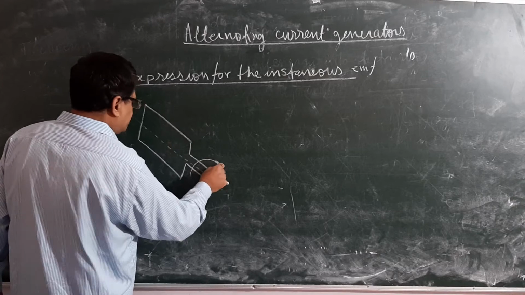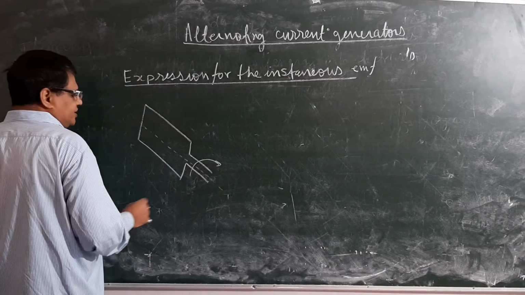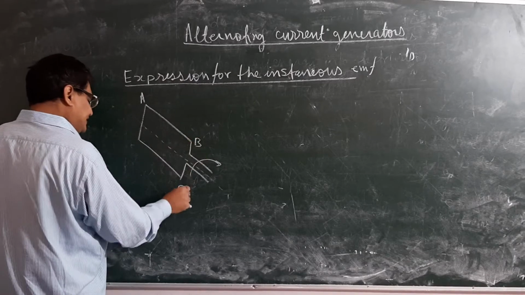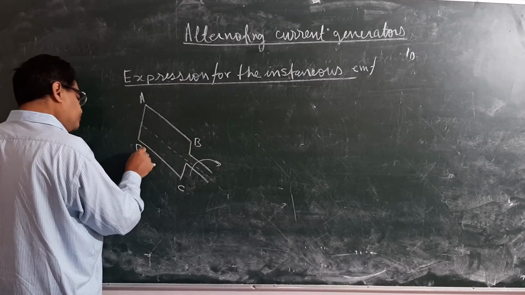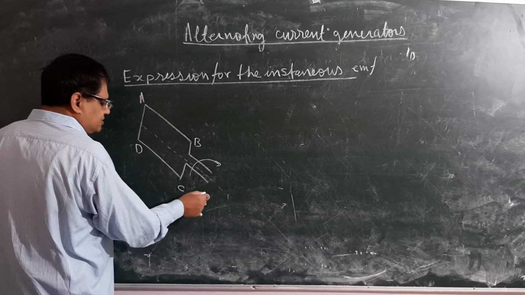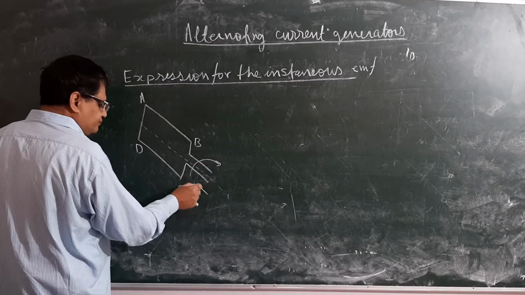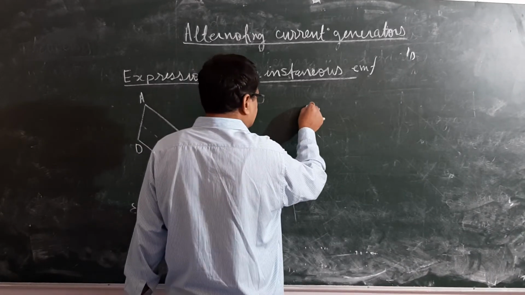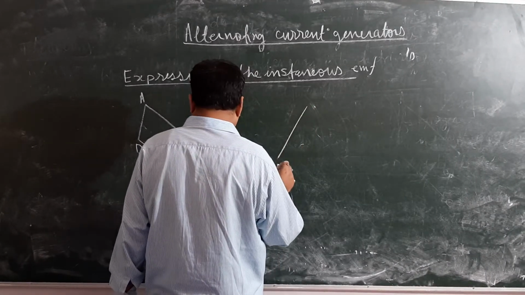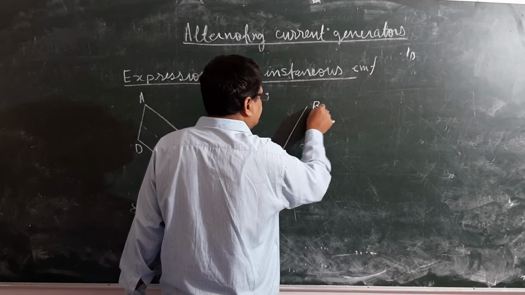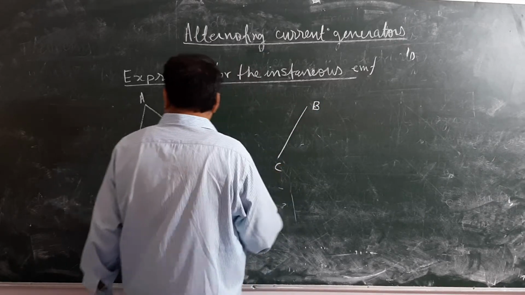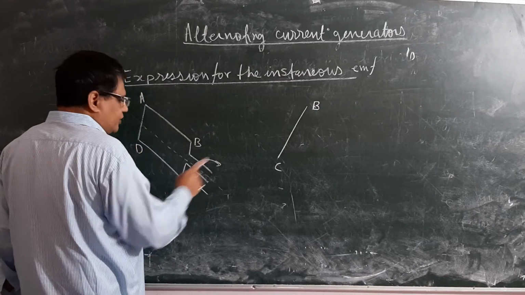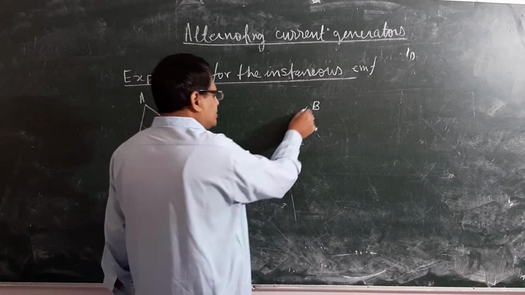Rotating along this direction. So this is the end AB, CD. Suppose we look at this coil from this side. Then we can see BC like this. This is the direction of BC. So this is the end BC. Now this A is overlapping B and D is overlapping C. So it can be shown like this.